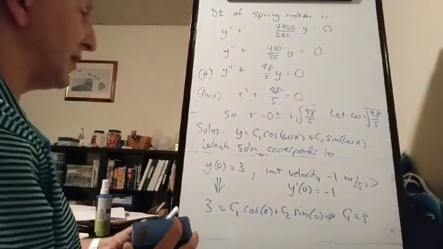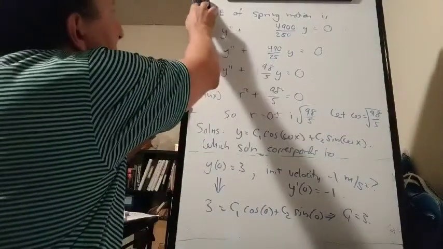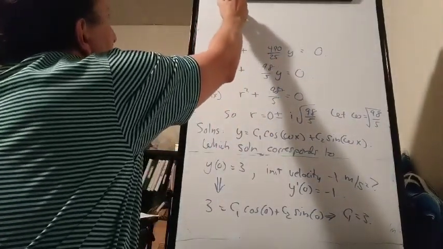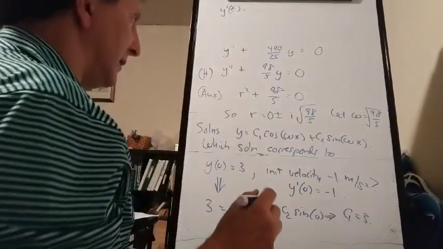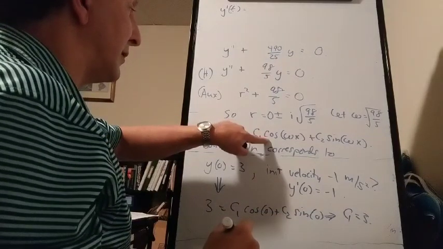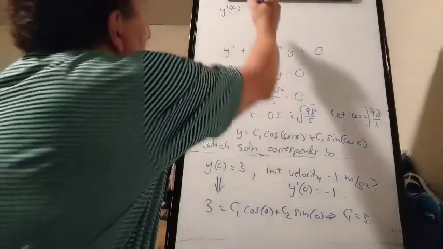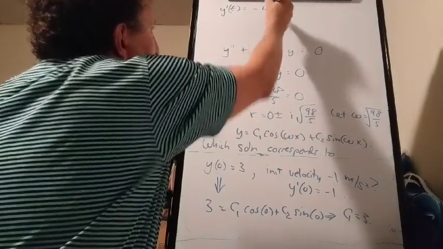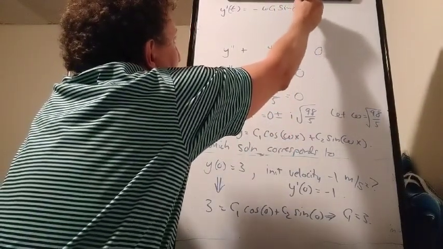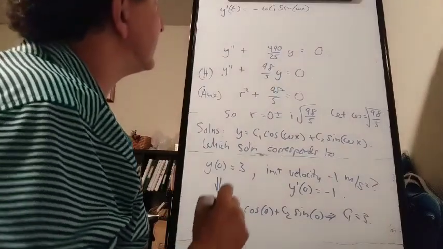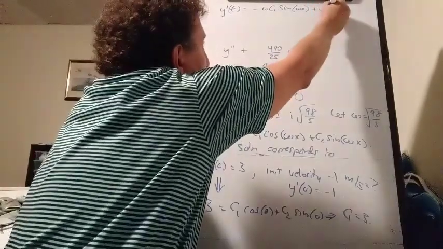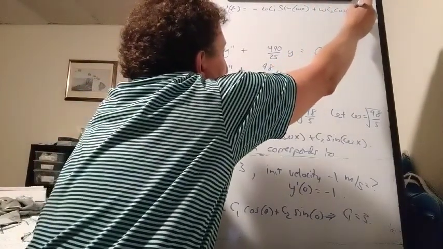All right, now we need to take a derivative before we plug in 0 to the derivative. y prime of t is, let's see, derivative of cosine is minus sine. So minus omega c1 sine of omega x. Derivative of sine is cosine, plus omega c2 cosine omega x.